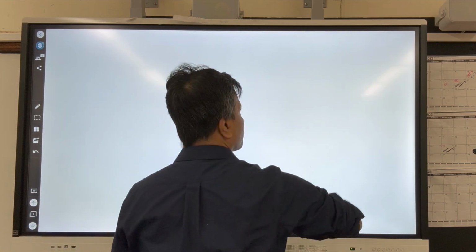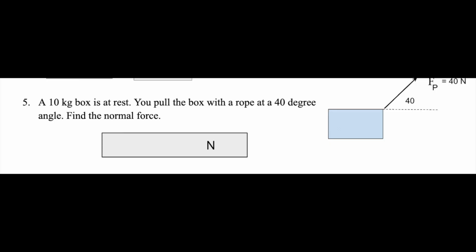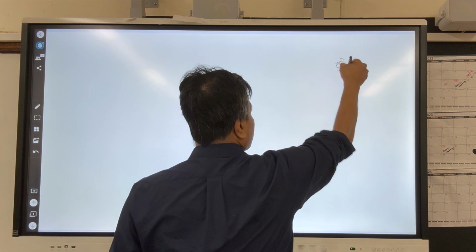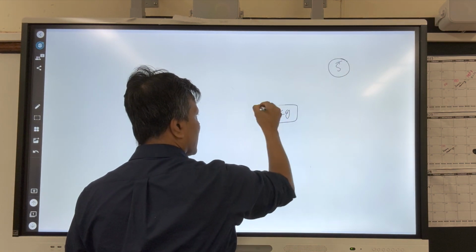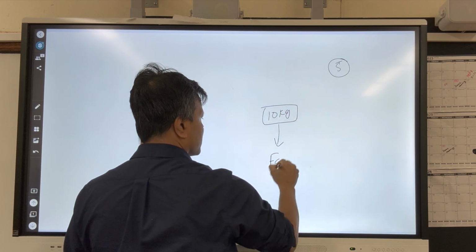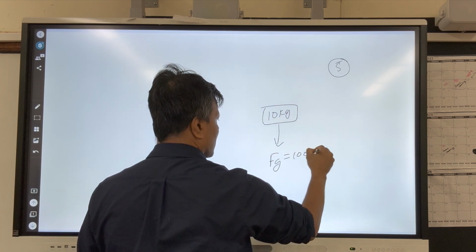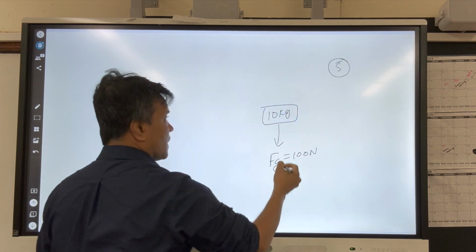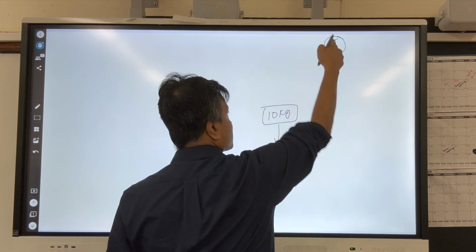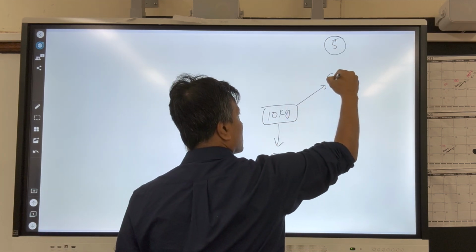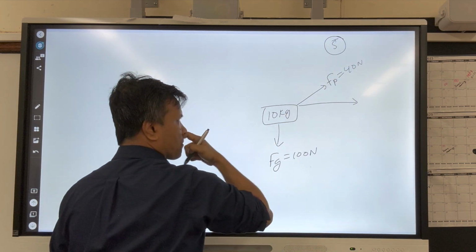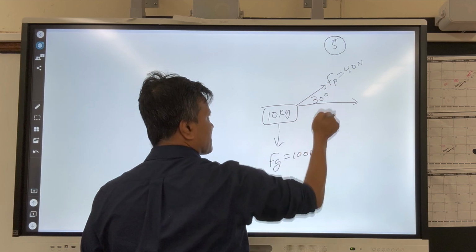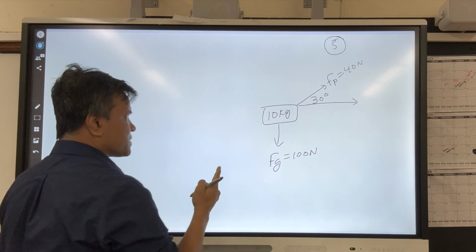Let's go back to problem number 3. I gave you a box which is 10 kilograms, right? And a 10 kilogram box has a weight of 100 Newton. Okay, now the box is happy because someone is pulling the box 40 Newton at what degree? 30 degrees, right? So what would be the normal force?